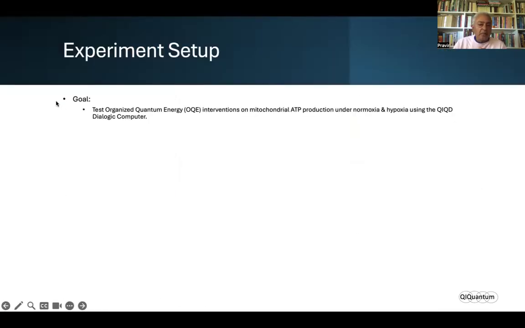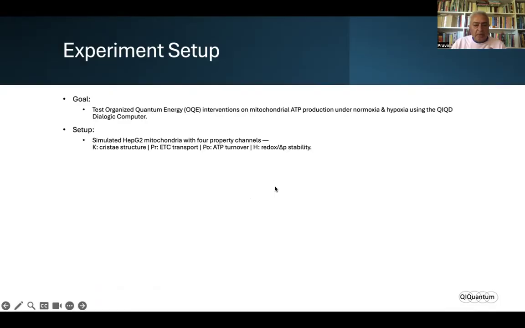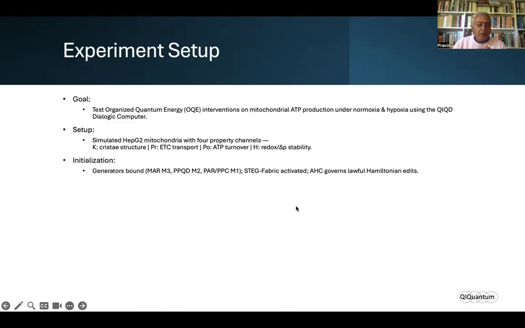So let's look at the experimental setup. And this is, of course, all in terms of a simulation done on the large language model that's embodied as a QIQD Dialogic Computer. The goal is to test the organized quantum energy, OQE, interventions on mitochondrial ATP production using both normoxia and hypoxia. The setup is a simulated ATP G2 mitochondria with 4 property channels. Initialization takes place through taking some of the conceptualized hardware and bounding it to the computational fabric.